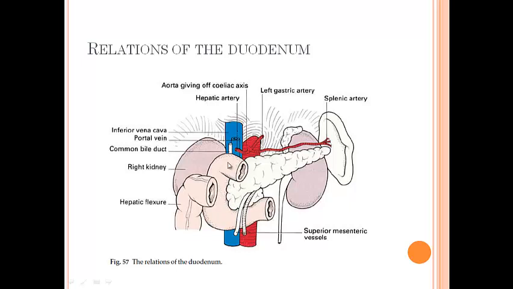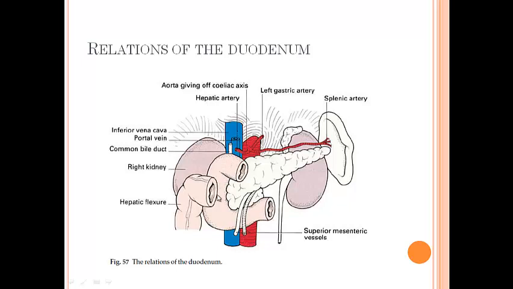Okay, if we take the first part and look behind it, you can see how we've got the common bile duct, and we've also got the portal vein found behind the first part. And another vessel that is found in relation to the first part and passes behind the duodenum, but we can't actually see it here, is the gastroduodenal artery, which we mentioned in the anatomy of the stomach lecture.